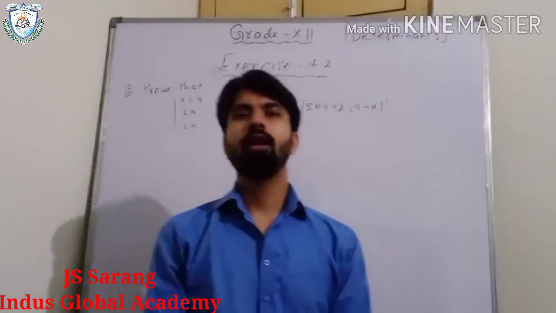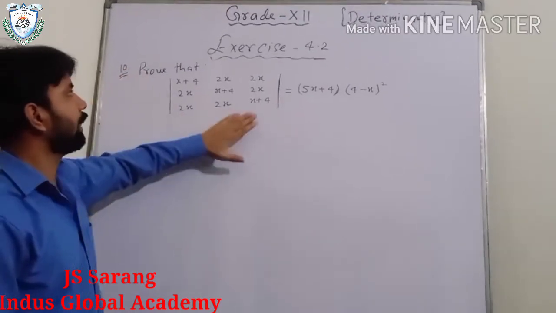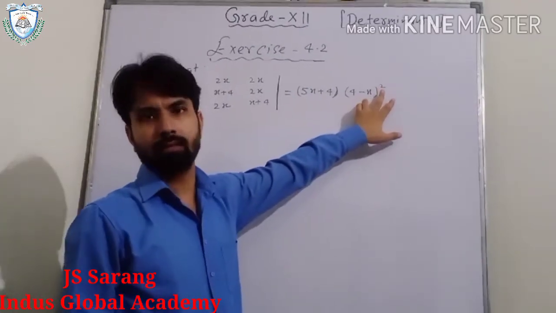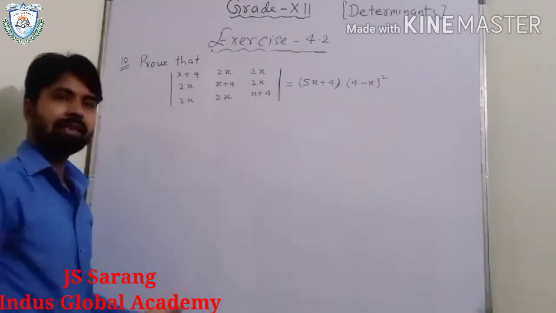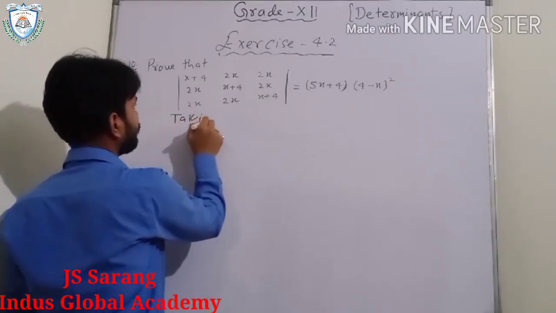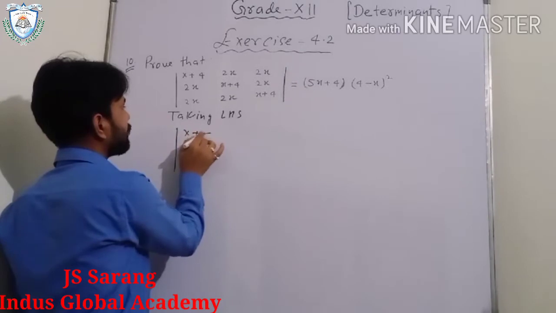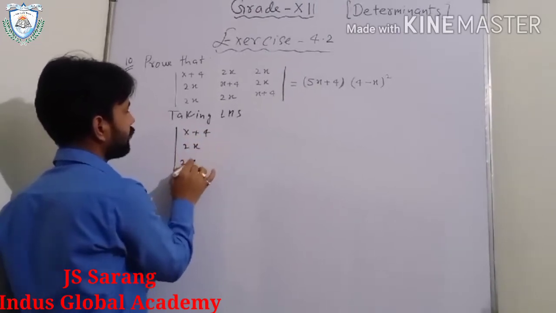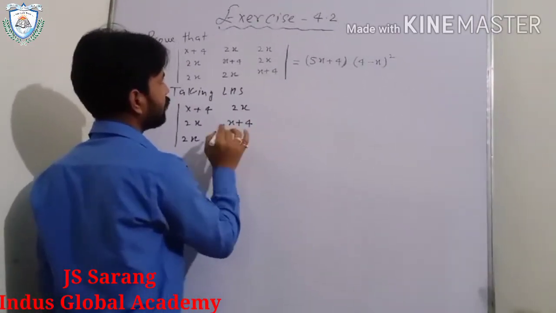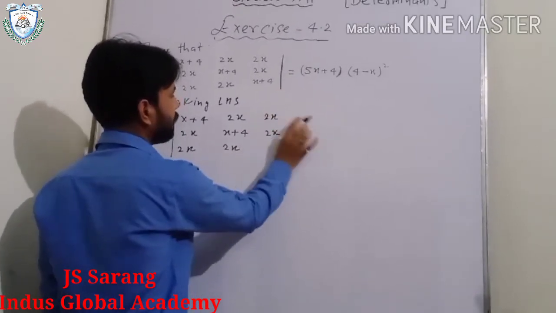Okay students, now I will explain question number 10 of this exercise. We have to prove the value of this determinant equals 5x plus 4 into (4 minus x) whole square. Clear? So the process will remain the same. We have to take the left hand side. Left hand side is the determinant with rows x plus 4, 2x, 2x; 2x, x plus 4, 2x; 2x, 2x, x plus 4.